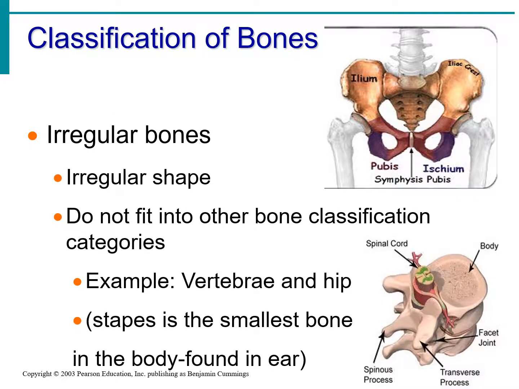Irregular bones have an irregular shape, and they don't fit into other bone classifications. Examples of irregular type bones are vertebrae and hip. Stapes is the smallest bone in the body, and that's found in the ear.